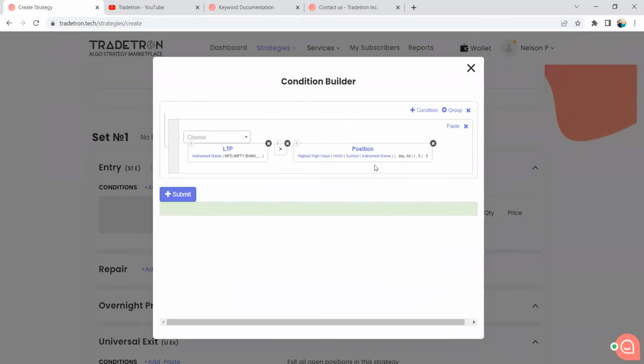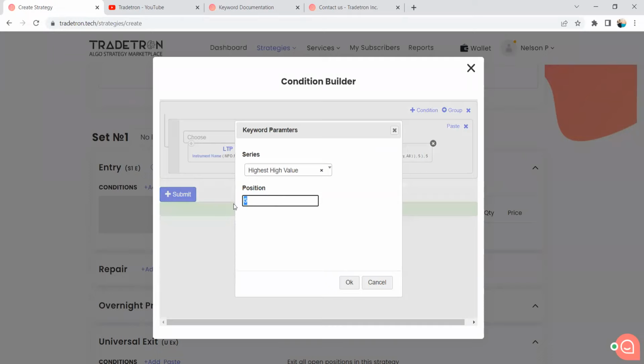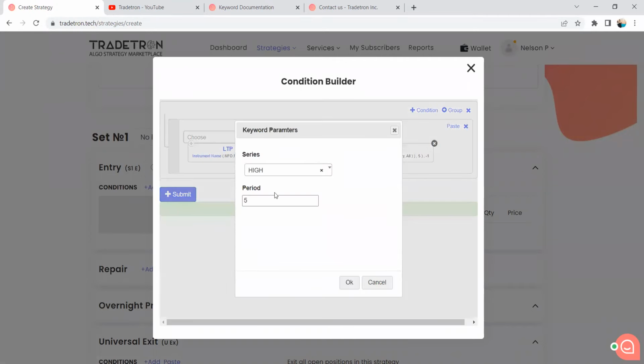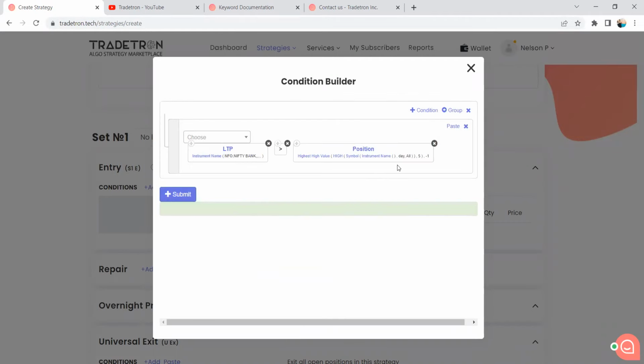Sorry, over here I made a mistake. Under position, this is basically the candle position. Over here this will be -1 because we are selecting the previous 5 candles. So it will be position -1, and under highest high value we will select the period as 5. That will give us the highest high value of the past 5 days. -1 is basically the previous candle, so current 0 candle is basically the current day. So -1 is the previous 5 days it will select based on this particular parameter.